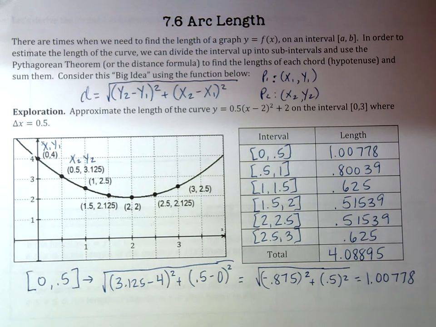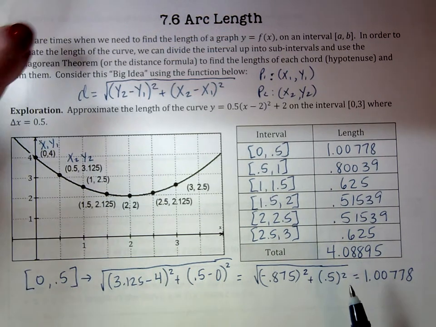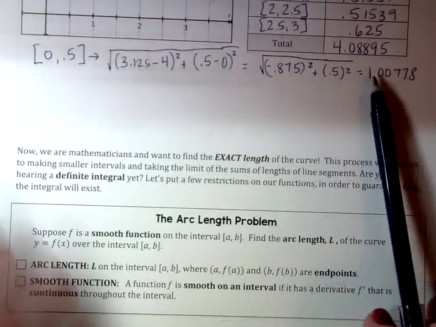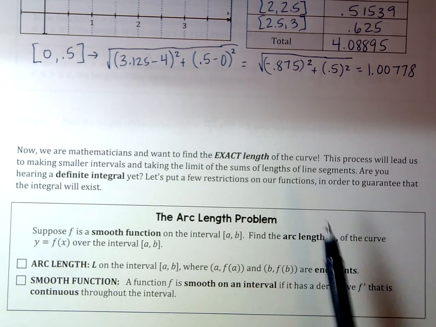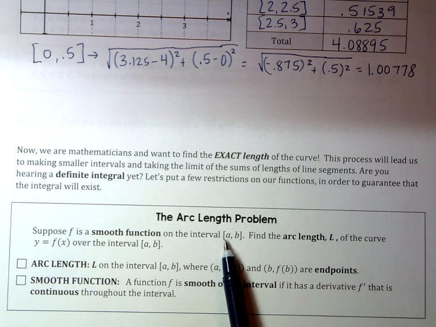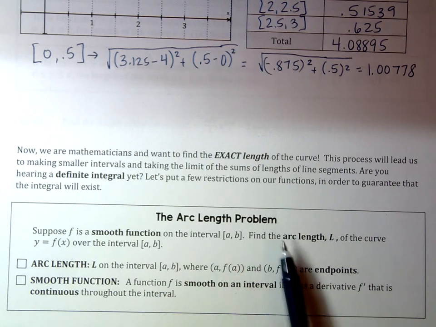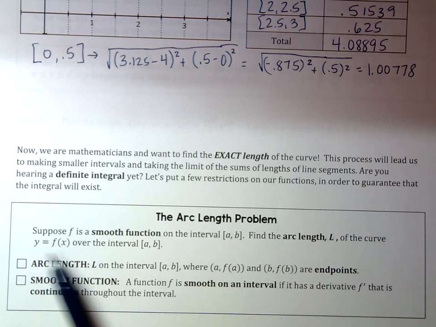The process will lead us to making smaller intervals and taking the limit of the sums of the lengths of the line segments. You're hearing definite integral. Let's put a few restrictions in order to guarantee that the integral will exist. Suppose f is a smooth function in an interval from a to b. Find the arc length of the curve of the function over the interval.